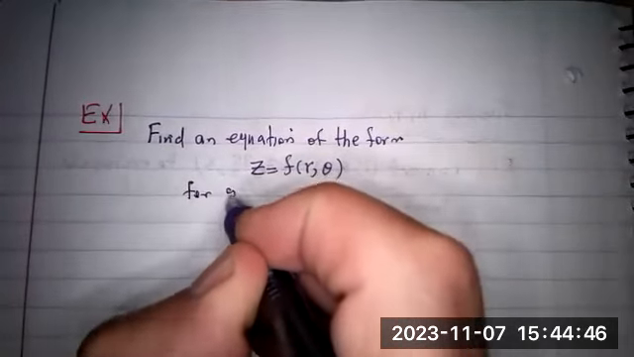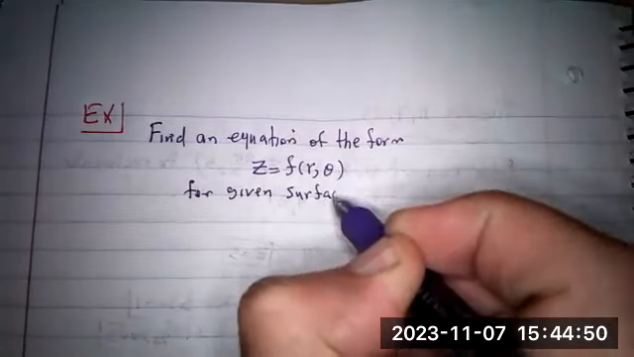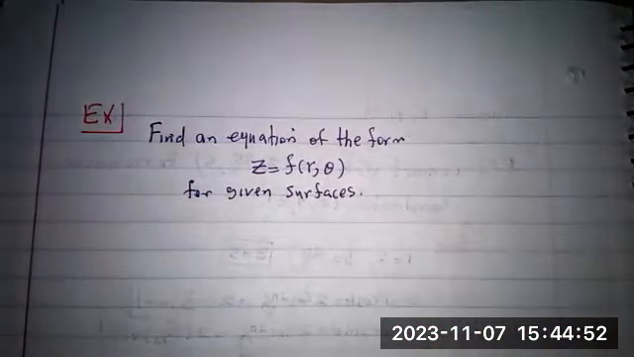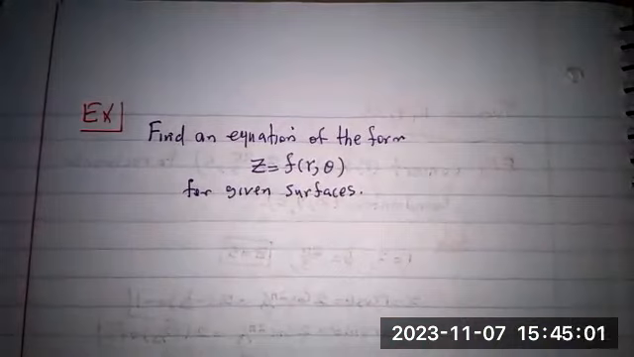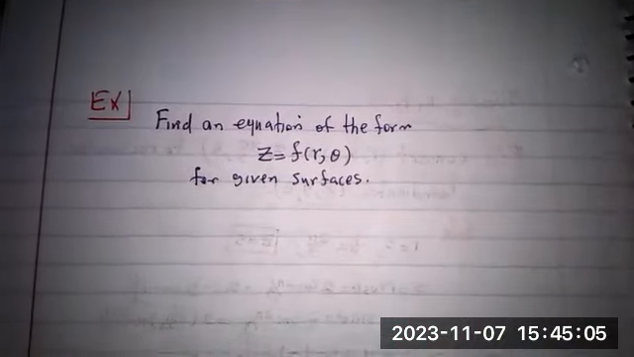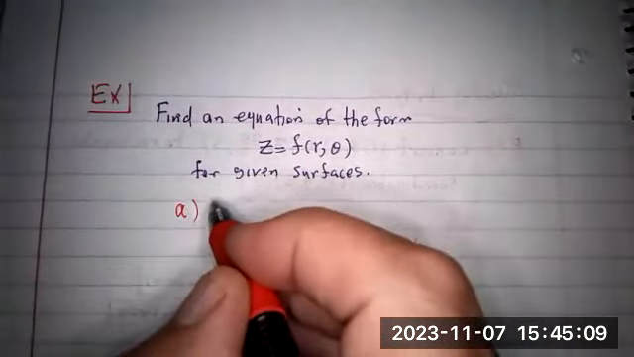So find an equation of this form for given surfaces. Surfaces means it's going to be a function of 3 variables, an equation containing 3 variables. We know that the graph of an equation containing 3 variables is going to be a 3-dimensional solid. We call it the surface. So I'm going to give you some famous ones that we're going to use. Okay, this is very popular.